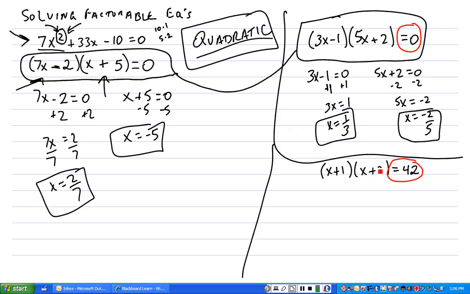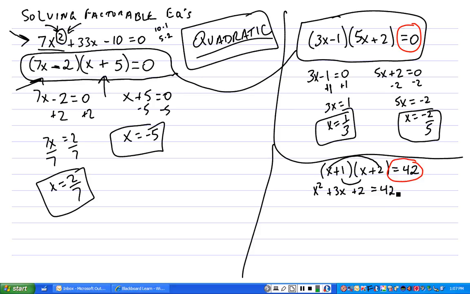So at this point, because this is not equal to 0, now I have to multiply on this side. I need to work this side out, then bring this over. So we'll do FOIL: first and first will give me that. Outside, which is this, 2x. Inside, which is that, 1x. 2x and 1x is 3x. And then last and last is plus 2. So I have x squared plus 3x plus 2 when I multiply these two binomials, equal to 42.